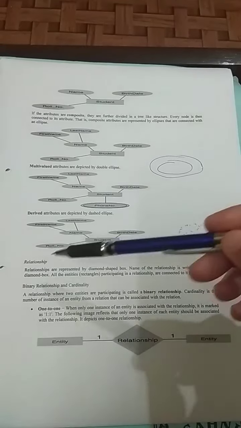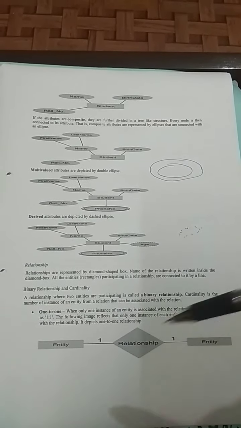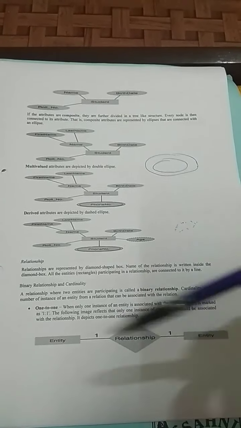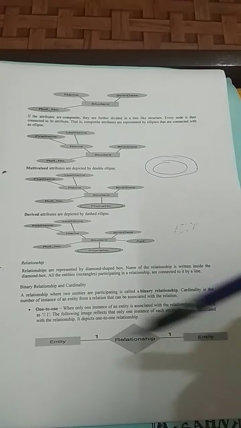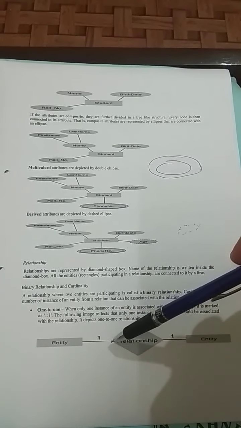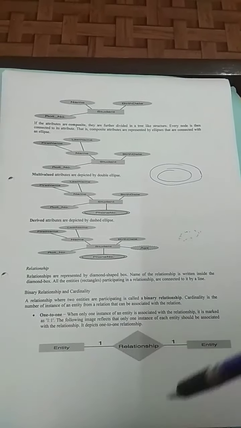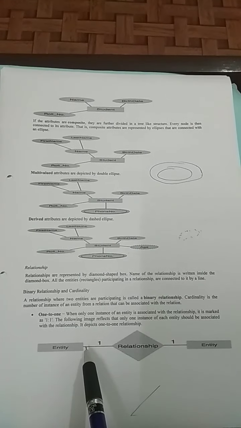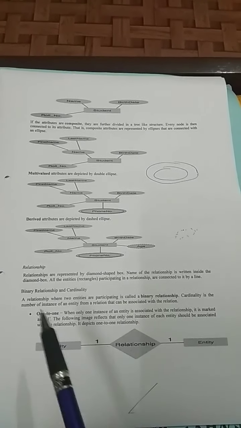Next is relationship. Relationships are represented by the diamond shape box. This is the diamond shape box and this is the relationship. The name of the relationship is written inside the diamond box. All entities, drawn in rectangular boxes, are connected by a single line. So this is the connecting line, not having any arrow. Without using the cardinality, we make an ER diagram using entities in rectangular boxes, connected with a single line to a relationship. So this is the ERD.